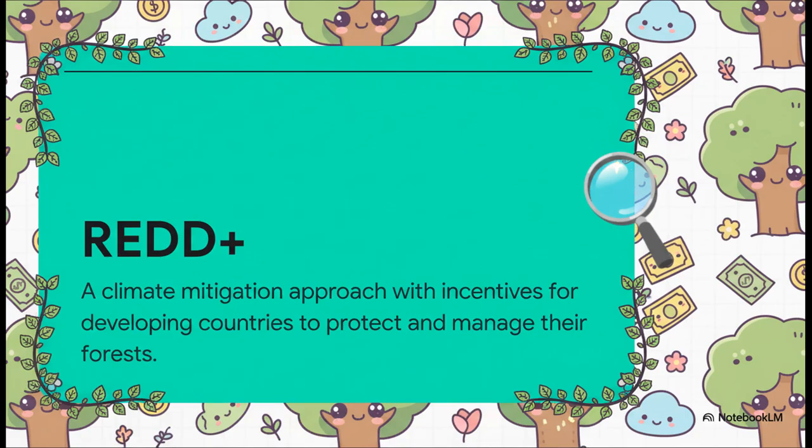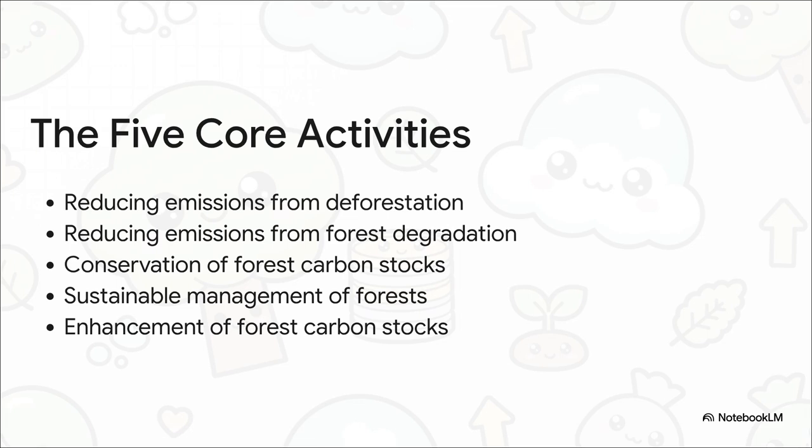forest sector. Now, the scope of REDD+ is defined by these 5 core activities. It all started with reducing emissions from deforestation and degradation. That was the original REDD. But the plus is so crucial. It adds conservation, sustainable management, and even the enhancement of forest carbon stocks, like through reforestation. And this is what makes the framework so flexible for countries with totally different situations on the ground.